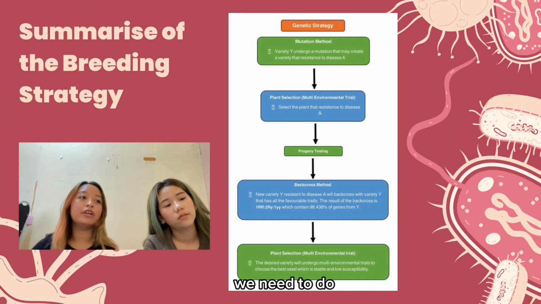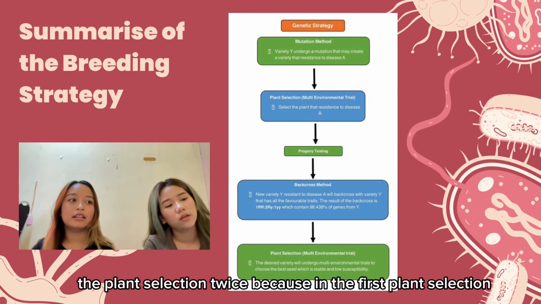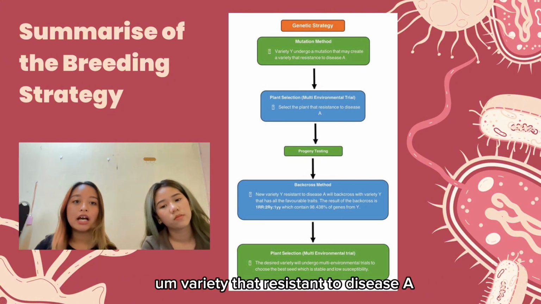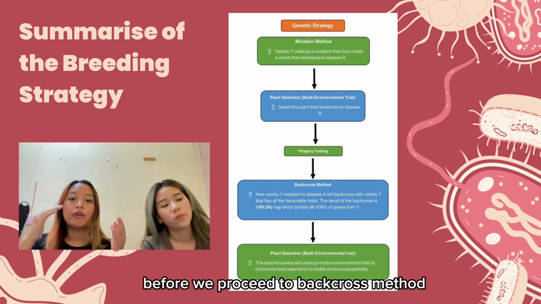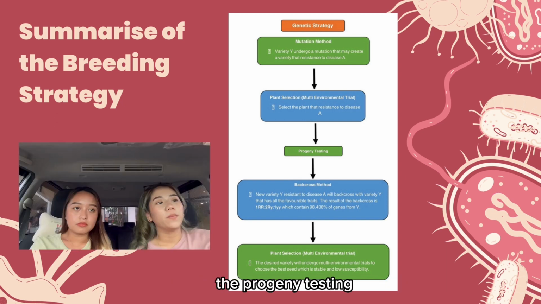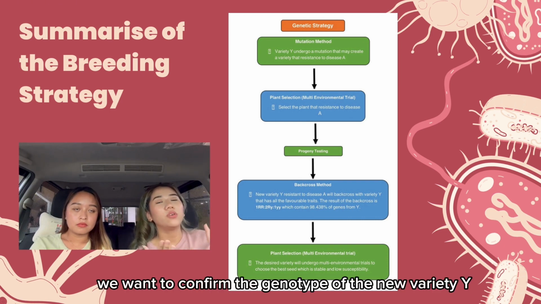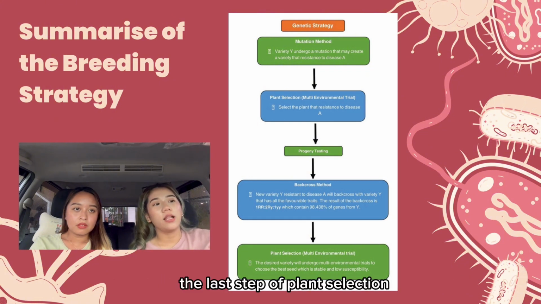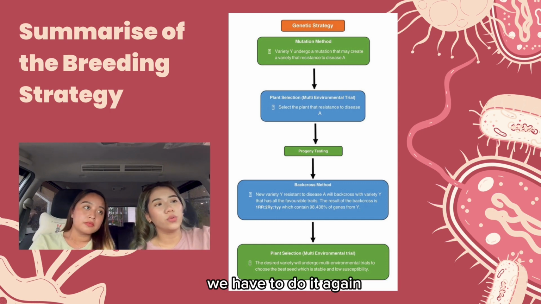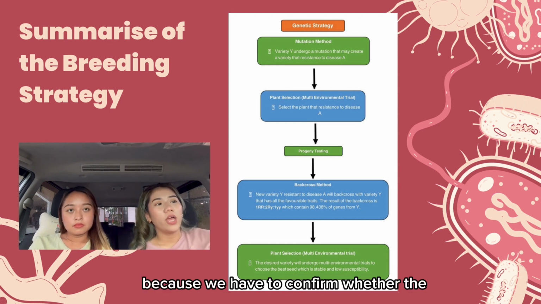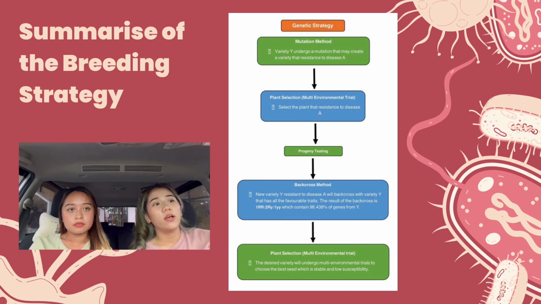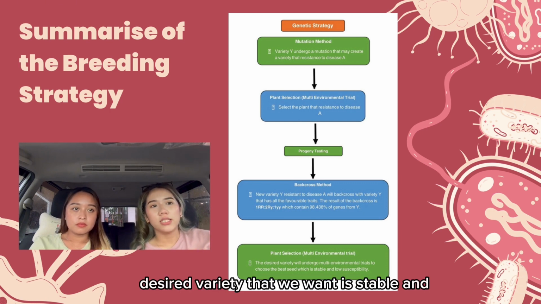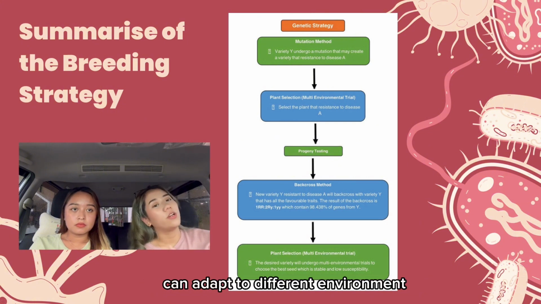In our breeding design, we need to make the plant selection twice because at the first plant selection, we need to choose the best variety that is resistant to disease A before we proceed to the backcross method. The progeny testing must be done after the plant selection because we want to confirm the genotype of the new variety Y. The last step of plant selection, we have to do it again because we have to confirm whether the desired variety we want is stable and can adapt to different environments.